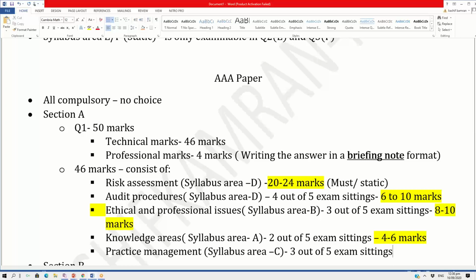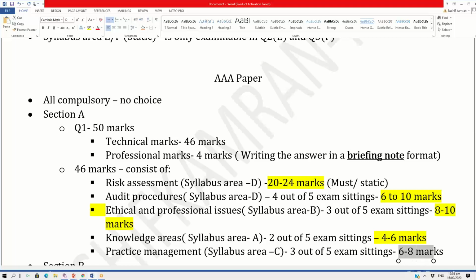Practice management is what you do in the AA paper known as accepting a new audit client. Something about client screening and corresponding with the previous auditor. This is all what we will cover in syllabus area C of our course for AAA. So syllabus area C, practice management, 3 out of 5 exam settings, again on average 6 to 8 marks.